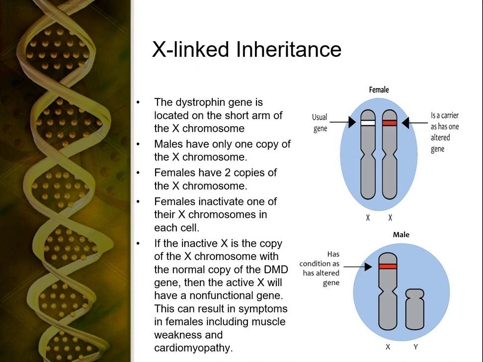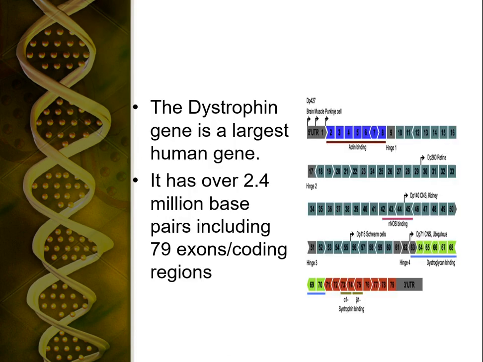Women that carry one non-functional copy of this gene actually do have a significantly higher risk of dilated cardiomyopathy, often later than even in the Beckers, usually in the 60s to 70s. Women that carry one copy of the non-functional gene for dystrophin are at significant risk of dilated cardiomyopathy because of X inactivation. The dystrophin gene is actually the largest human gene. It has over 2.4 million base pairs, including 79 exons or coding regions.